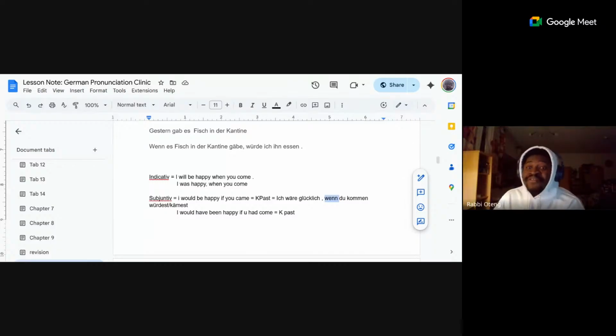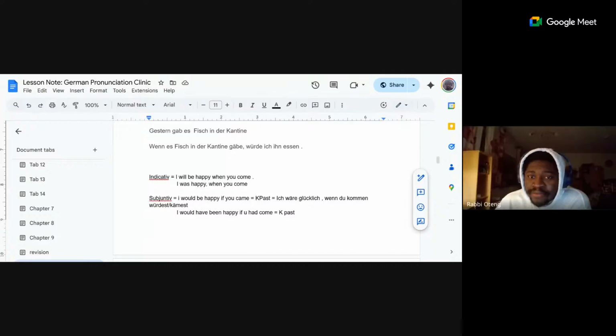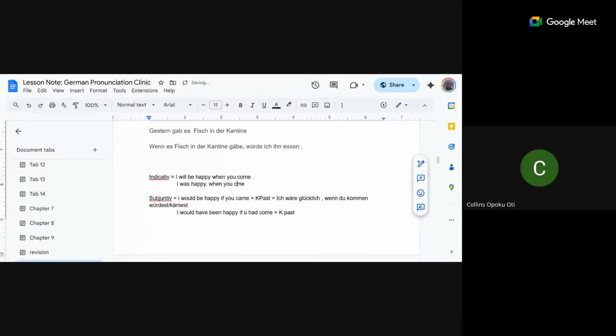It helped me to translate sentences in the present easily to German, because I know that if I say if you would buy, it would be kaufen würde. But in English, we don't say if you would buy, that's wrong. We say if you had bought, or if you bought, or if you buy. So, I was happy when you came, and also when you came.